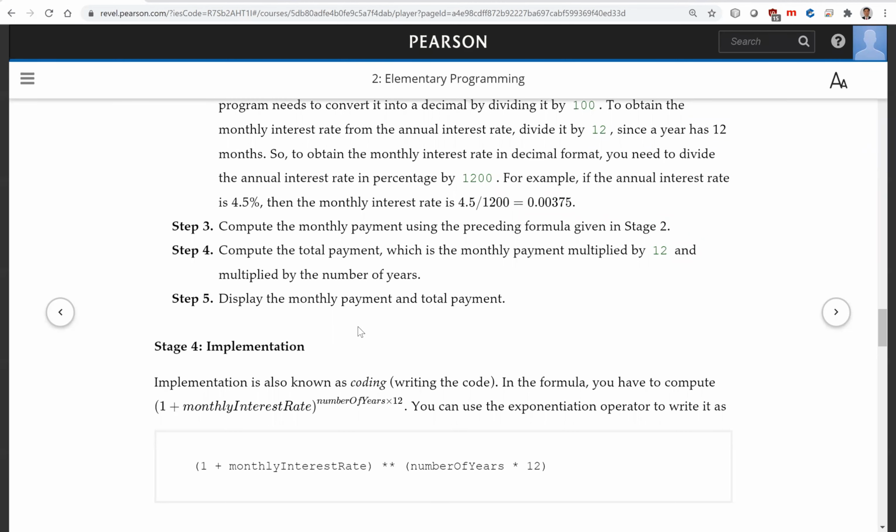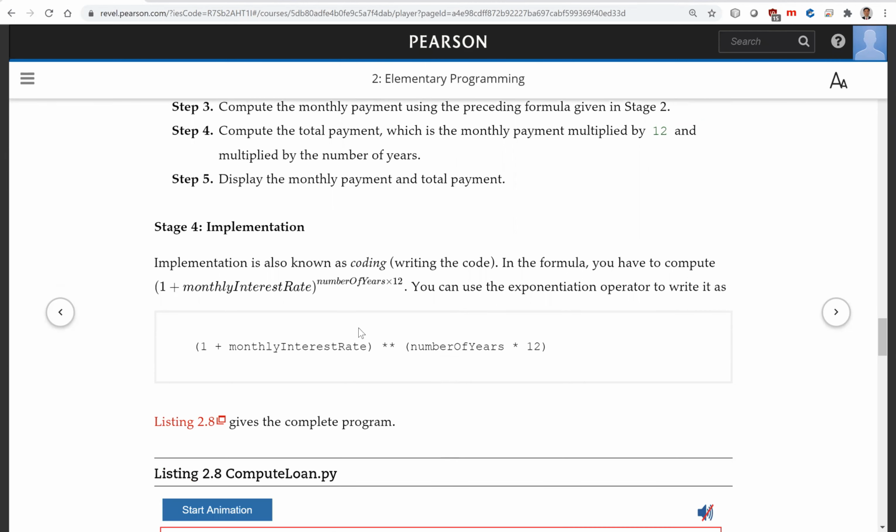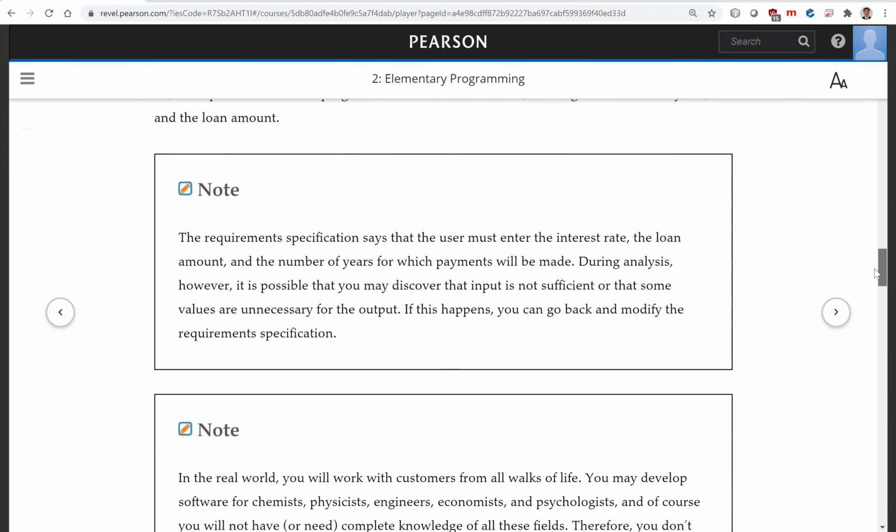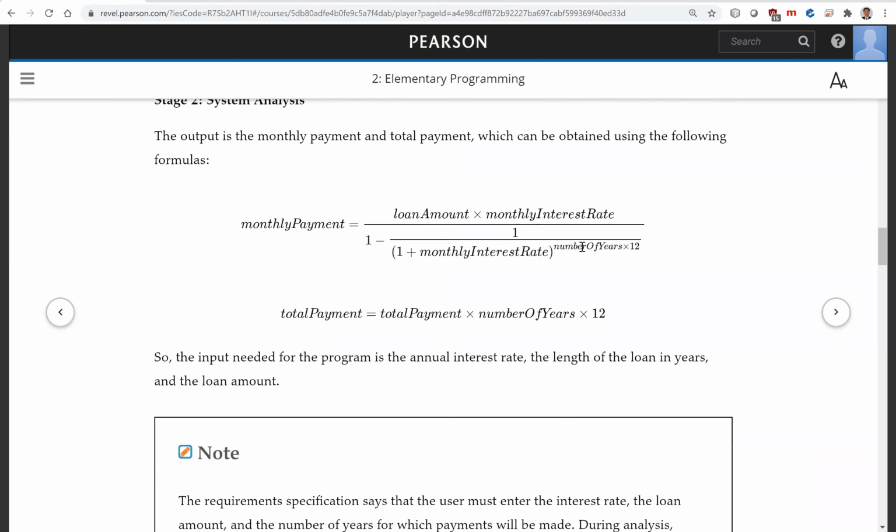Now, let's look at the implementation. The big part is how to implement the formula. It's easy to get the input: prompt the user for the input, and we get all the input values. Now we're going to put it into the formula. In the formula, we need to compute the exponent. This is the power here.